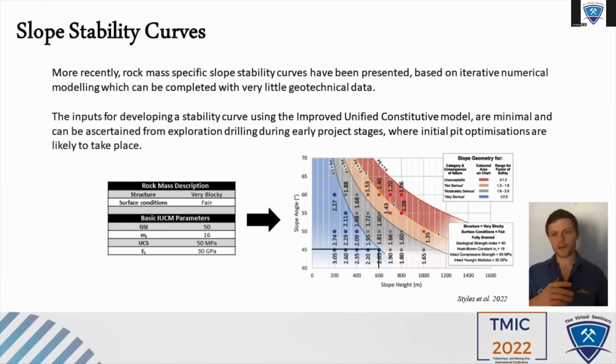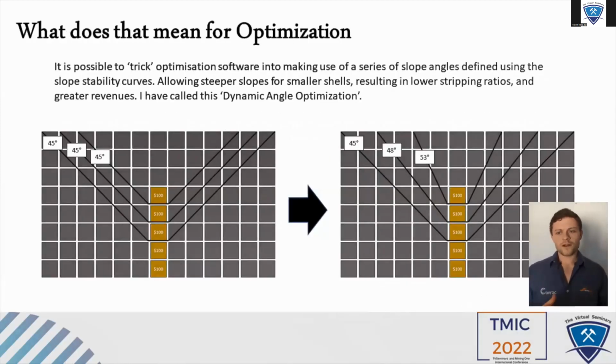But then that's when we start to think, how can we improve the whole optimization process? What if the pit shell was only 500 meters deep or 400 meters deep? Then we get different angles based on the depth of the pit shell. So is there a way to trick optimization into using those different angles based on depth? Yes, it is possible. The process is quite involved at this point, but it allows the angles to be dynamically applied based on the anticipated depth of each pit shell. I've termed this dynamic angle optimization just to make it easy to refer to.